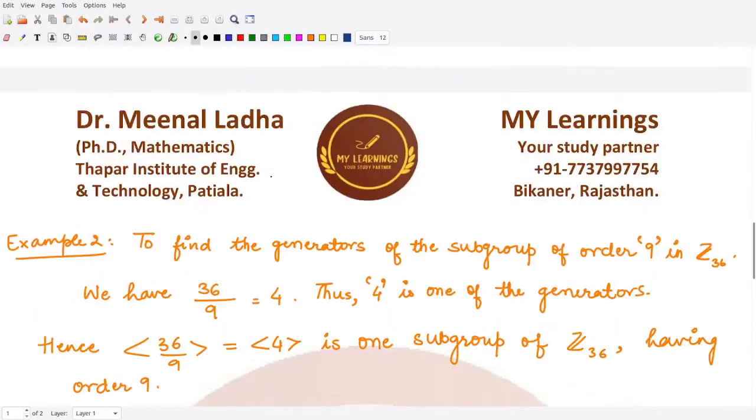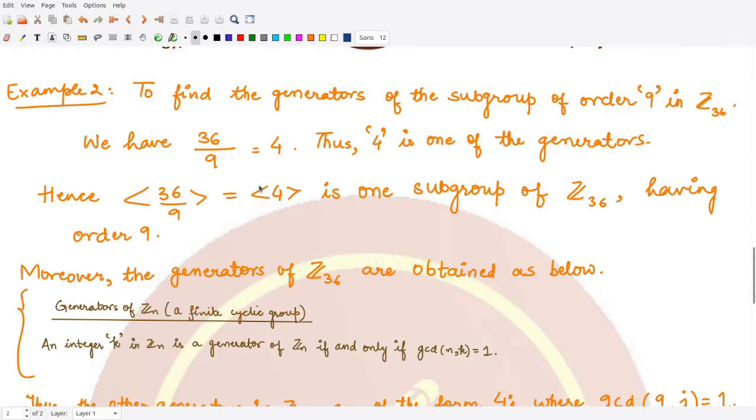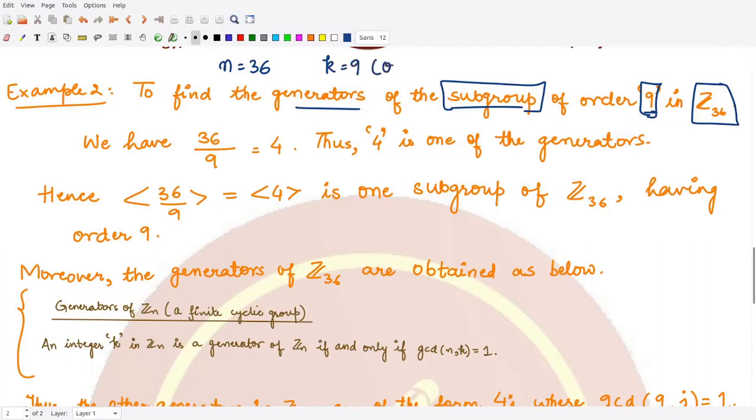Move on to the next example. In the next example, we want to calculate the generators of the subgroup of order 9. The group given is Z36, so n is equal to 36. They are asking us to calculate all the generators of the subgroup of order 9, so here we are given k equal to 9, which is the order.